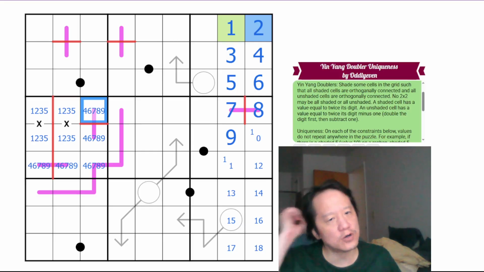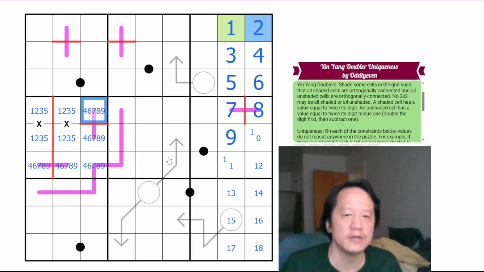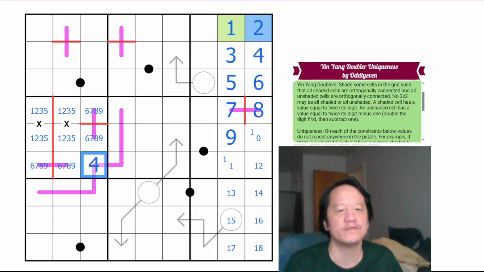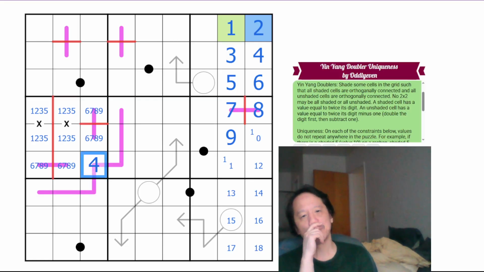The 4 is not consecutive with any of these other values. Because the 4 has value 7 and 8, and the lowest these can be is value 11. So 4 cannot be any of these, which means this is value of a 4. Okay.